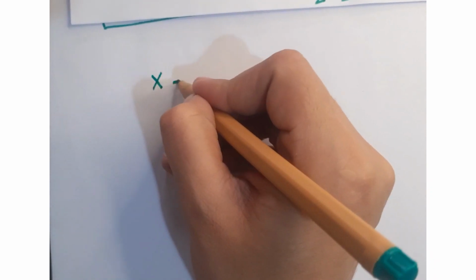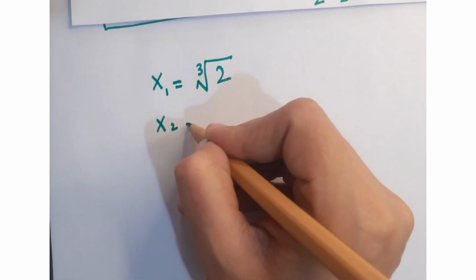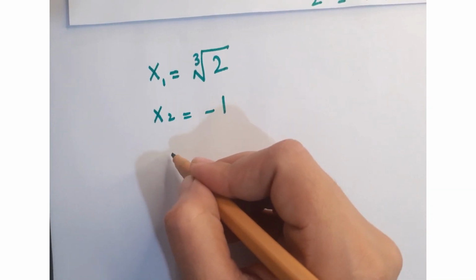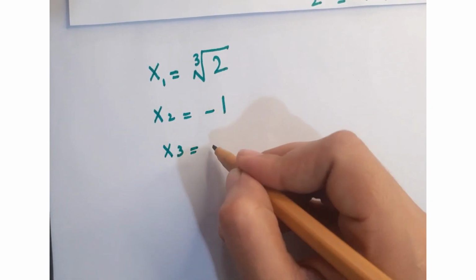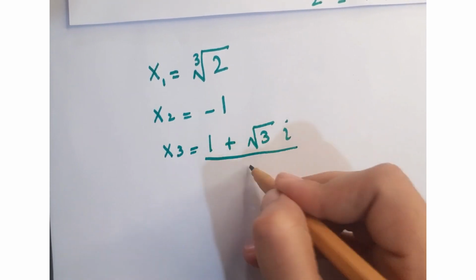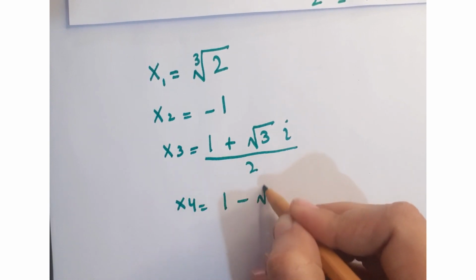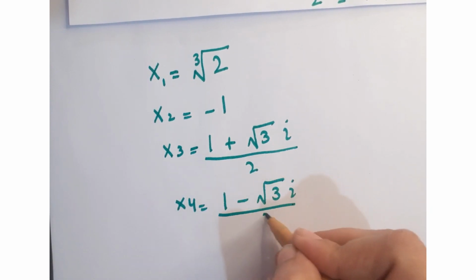Now we can write the solutions of x as x is equal to cube root of 2, and the second solution is minus 1. Third is 1 plus under root 3i upon 2, and the fourth is 1 minus under root 3i upon 2.